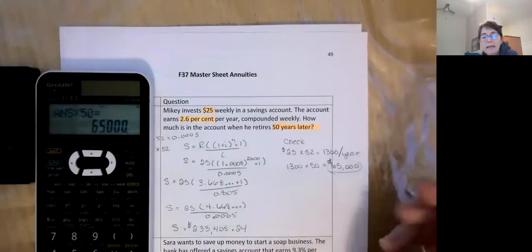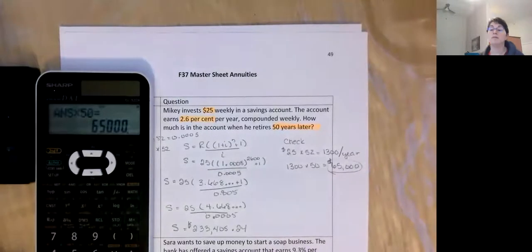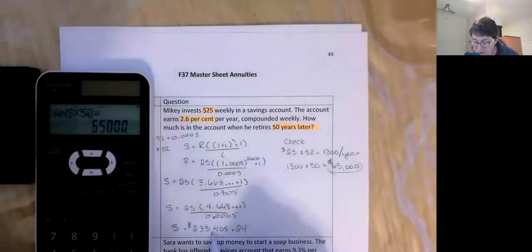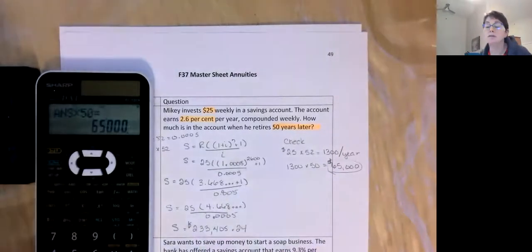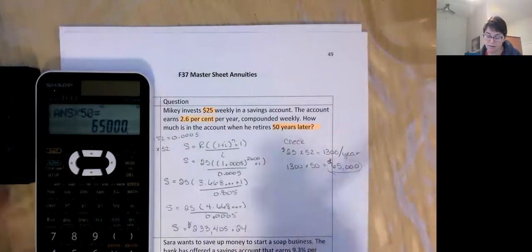All right, so if our friend Mikey had just put the money in the sock drawer or wherever else he saves his money, he would have $65,000. But because he put it in the bank in a savings account, he has $233,000. That's an awful lot. But also realize that's over 50 years. So it took a very long time to save up that amount of money.